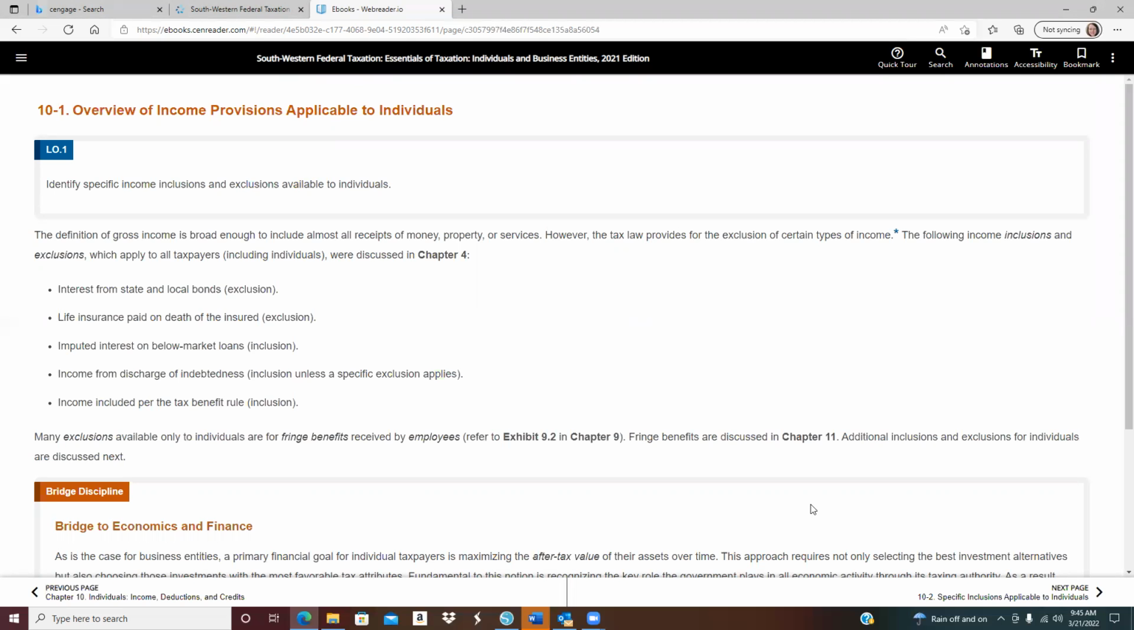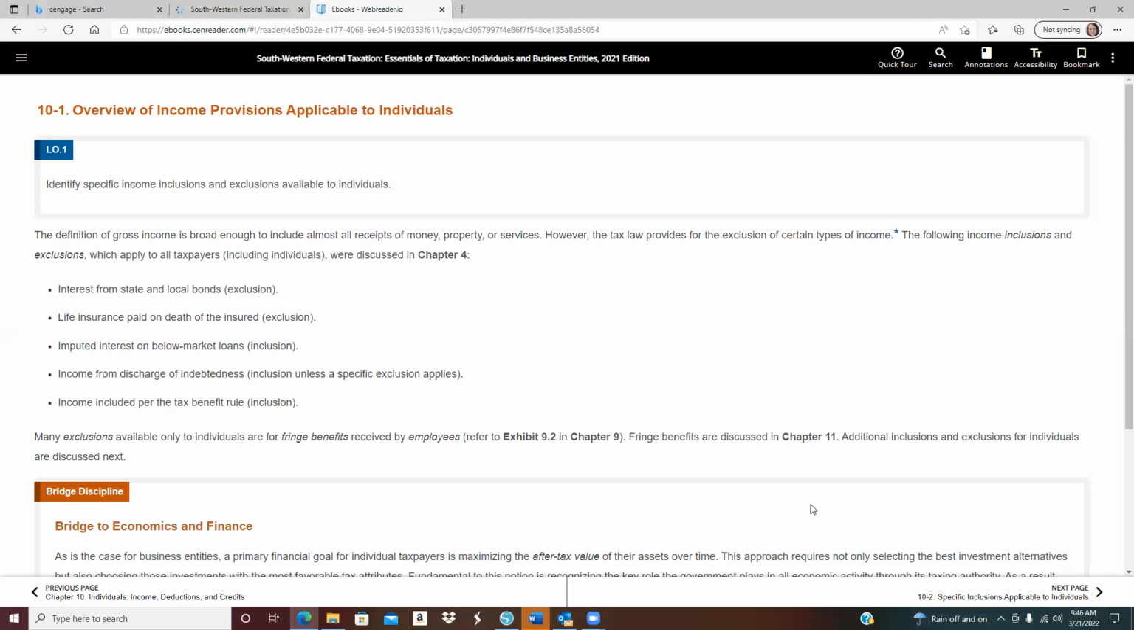The first thing we're going to do is gross income, which we discussed in chapter 4. So what is gross income? Tax law provides for the exclusion of certain types of income. What does that mean, exclusion? Therefore, it will be excluded from your gross income. But there are some types of income that are inclusions. Let's look at a few types of income and whether or not they're inclusions or exclusions.